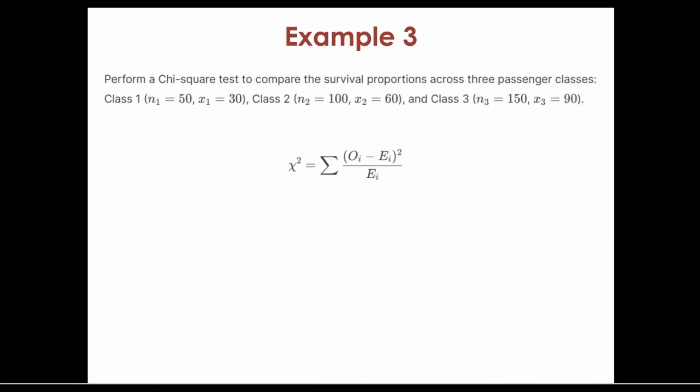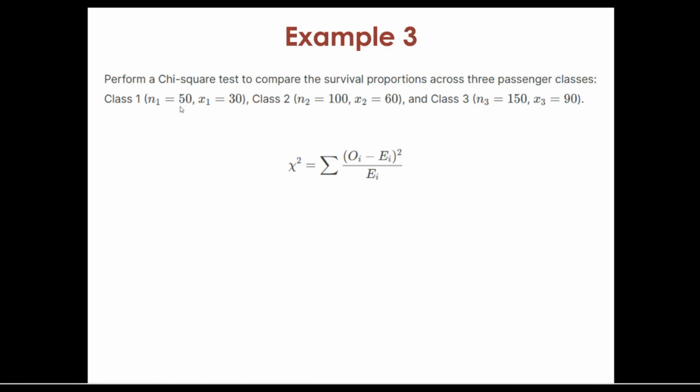Example 3 involves more than two populations, which therefore uses a different formula. We are using a chi-square formula. Just now we were using the z-test formula, the z-table, right? So chi-square is different. This is the formula given, and there are actually more steps to it. Chi-square is used when there are more than two populations. Here, we are comparing three classes of passengers on the Titanic ship: first class, second class, and third class. For each class, there is information on the total number of that class and the total survival.